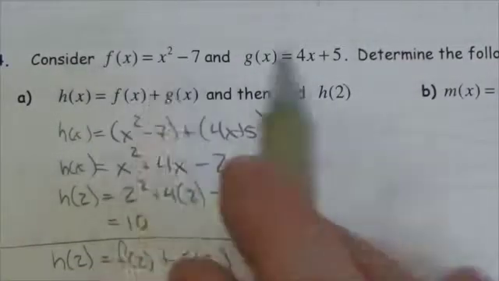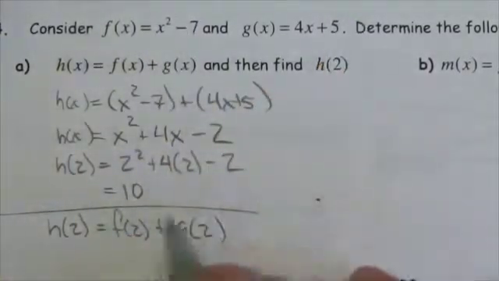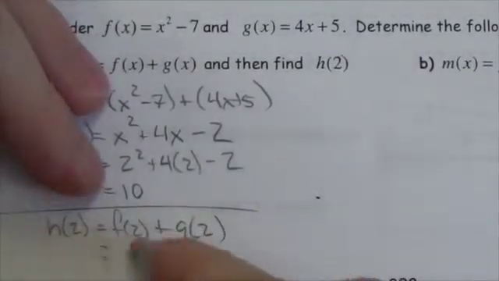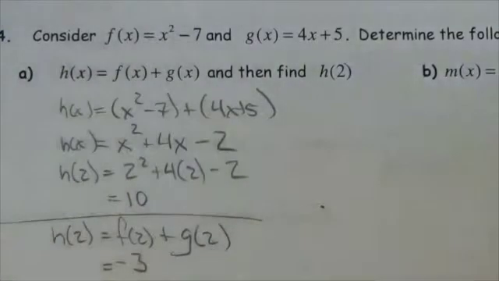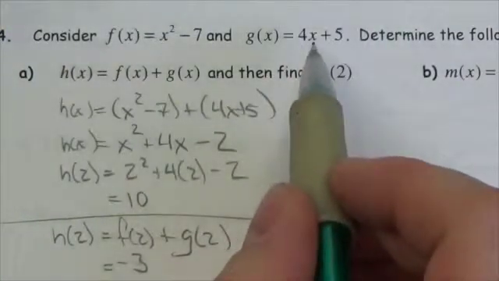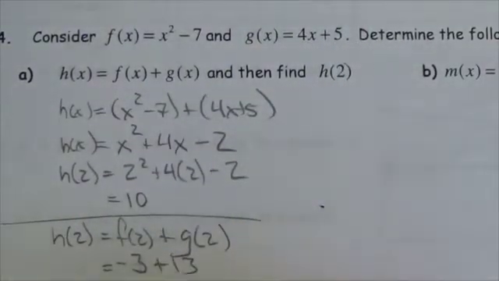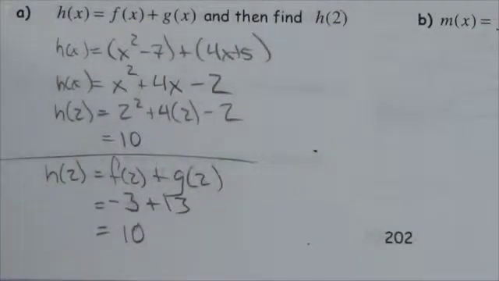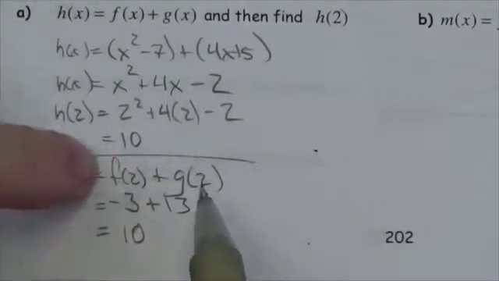Well, what's f of 2 here? Well, 2 squared is going to be 4. 4 minus 7 is negative 3. So f of 2 is negative 3. g of 2 is 4 times 2, which is going to be 8, plus 5 will be 13. And when you add those together, you get 10. So you can either find the function that represents the sum of those two, or you can just sum the two functions. Either way works just fine.